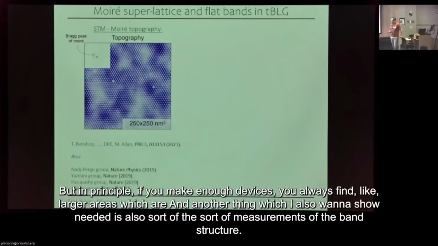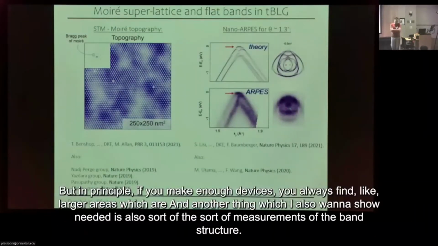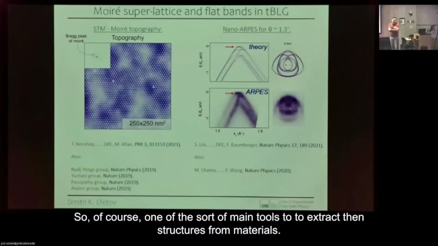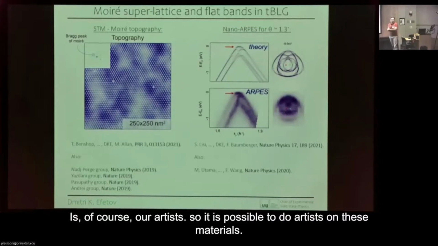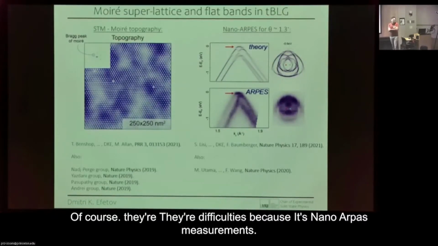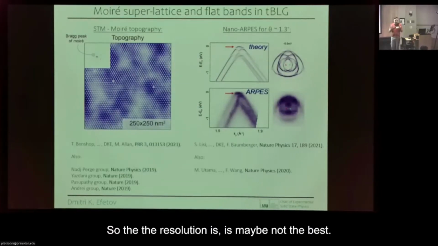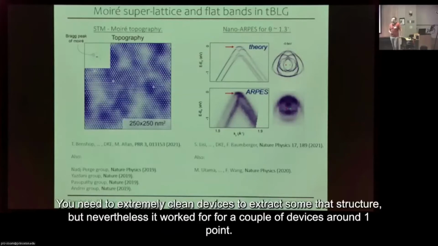And another thing which I also want to show immediately is measurements of the band structure. Of course, one of the main tools to extract band structures from materials is ARPES. So it is possible to do ARPES on these materials. Of course, there are difficulties because it's nano-ARPES measurements, so the resolution is maybe not the best. You need extremely clean devices to extract some band structure. But nevertheless, it worked for a couple of devices around 1.3 degree twist angle.